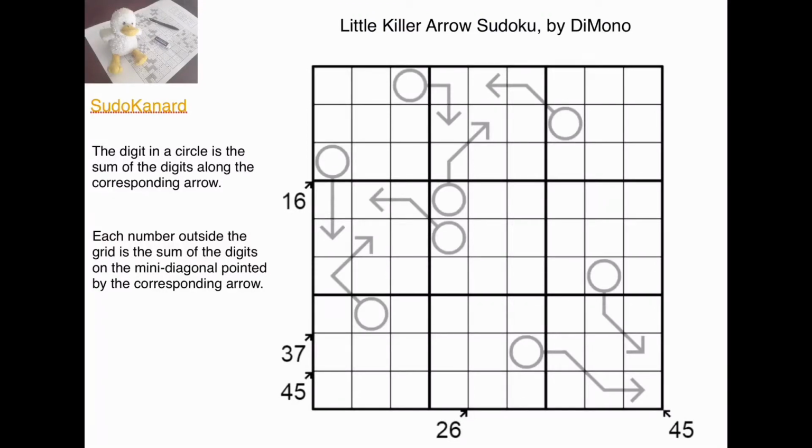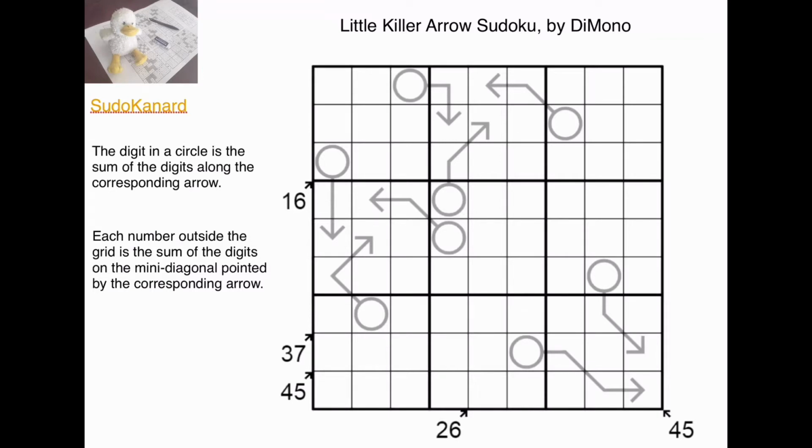Here is a little killer arrow Sudoku puzzle by the famous constructor DiMono. Well, DiMono is famous if you follow Cracking the Cryptic. Many of DiMono's puzzles have appeared on that channel. And I thought I'd have a look at this one. To be honest, I already attempted it and almost solved it. It just broke in the end because, well, that's what I do.